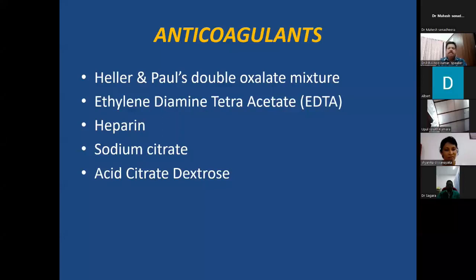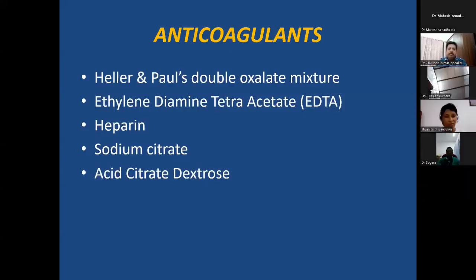Then there are certain limitations with this. Heller and Paul double oxalate contains oxalate, it contains ammonia, the NH3 group, and so this cannot be used for the estimation of serum ammonia or blood ammonia or plasma ammonia, or blood urea nitrogen, blood urea, creatinine, etc. All these are non-protein nitrogenous compounds. And so oxalate contains nitrogen. It will hinder, or an error will definitely occur.